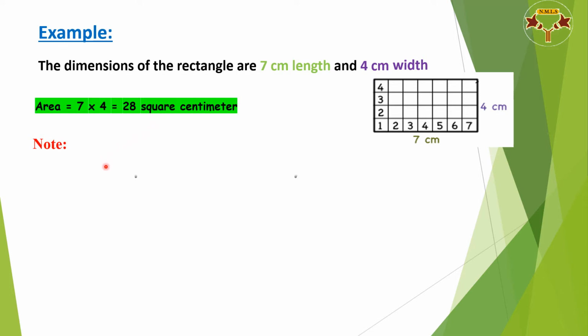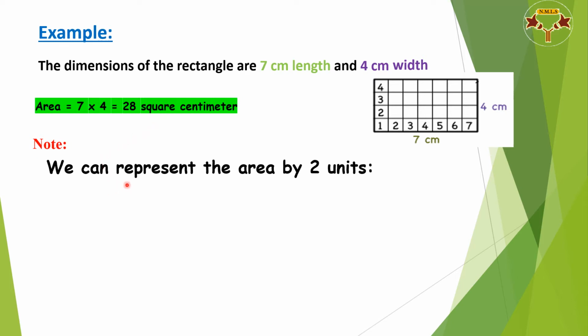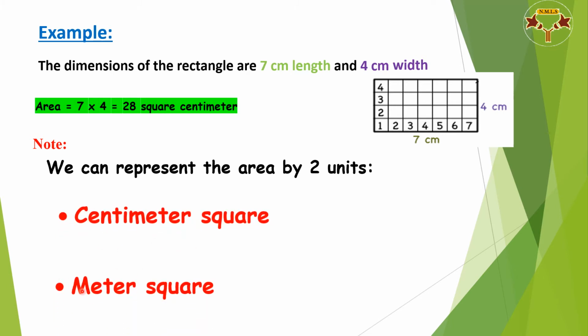We have an important note. We can represent the area by 2 units. We use 2 units. The first one, centimeter square, and the second one, meter square. Then we have 2 units of area.